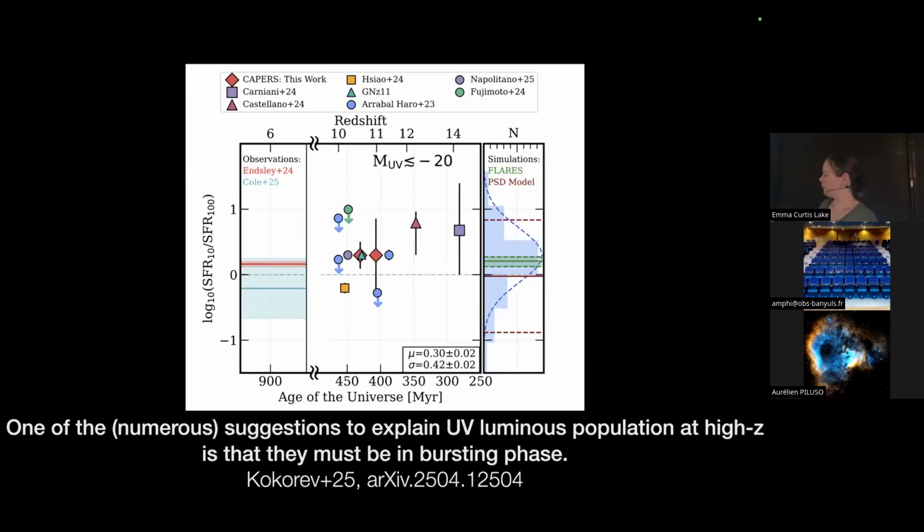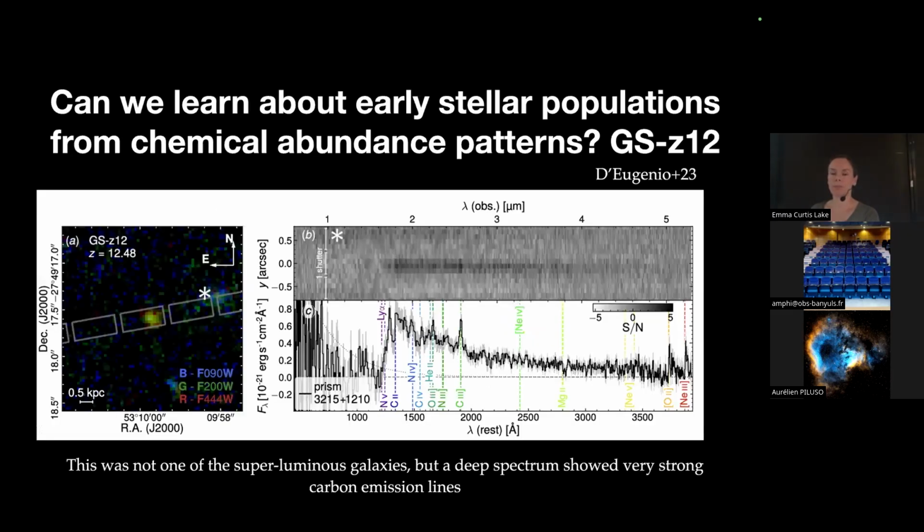And this was a plot to show that some people are invoking stochastic star formation histories. And one probe of this might be to look at star formation on different timescales, on 10 megayears compared to 100 megayears of these luminous galaxies, and see whether they might be in a bursty phase or have had a higher star formation rate right at the moment that we're seeing them. Can we somehow learn about what's going on then by probing their ISM properties, probing their abundance patterns?